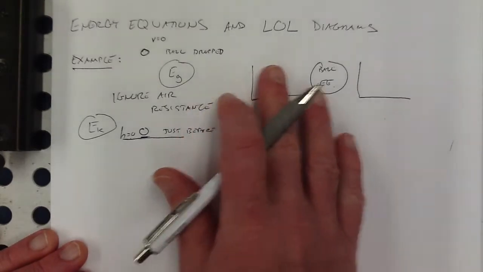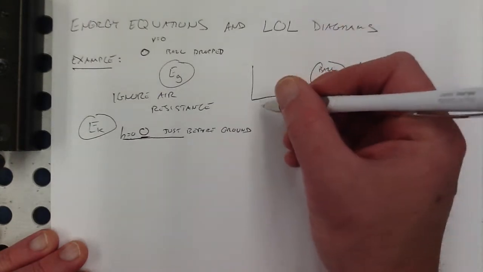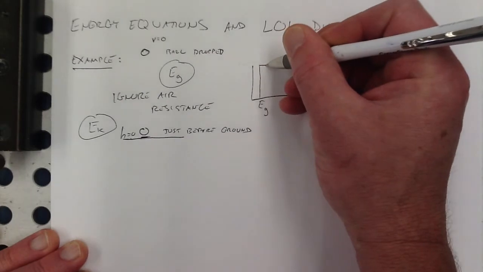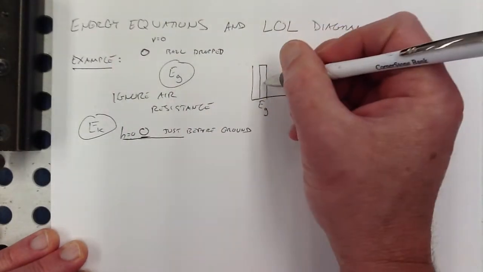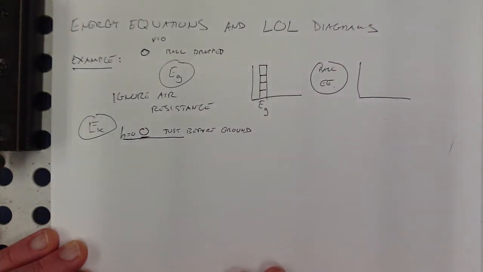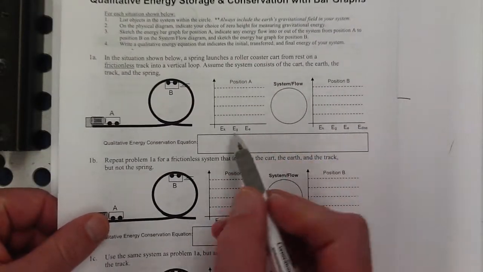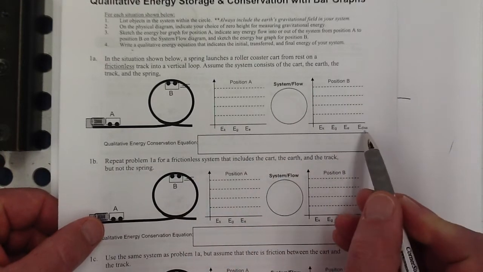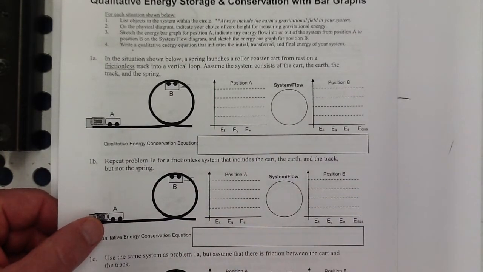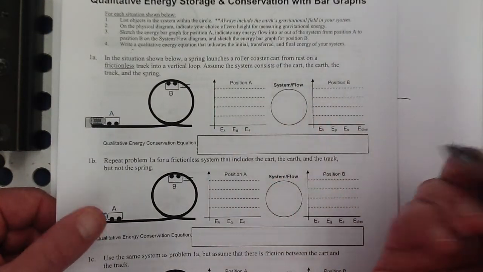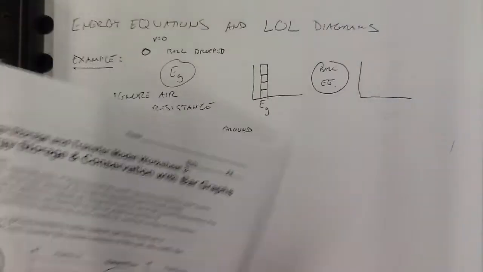And now we want to make the bar graph. So basically the bar graph is just another way, instead of the pie charts, another way of indicating what's happening with the energy. So when I give you an LOL diagram like these, you've got some choices here. There's your EK, there's your EG, there's your EE, there's your E dissipated. And notice that the E dis only shows up on this side. You're never going to have E dis before things start happening.